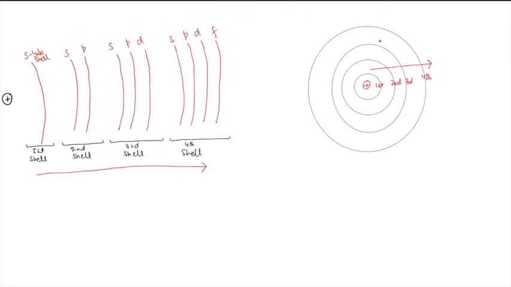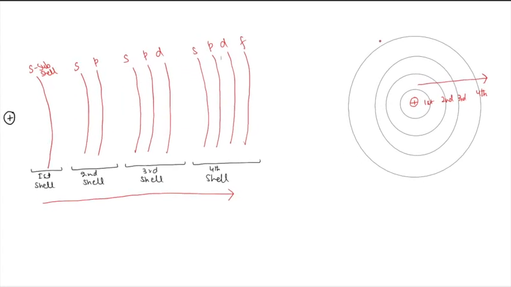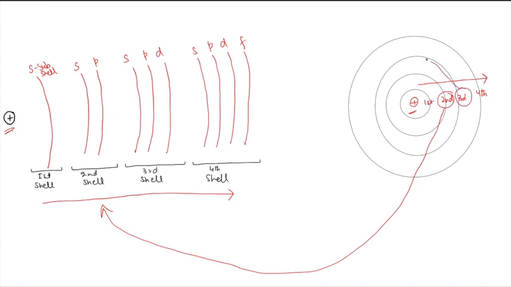If you look at these 2 diagrams, you will see that this is the nucleus, this is the first shell, and in the first shell you can see that only one S subshell is present. In the second shell, if you magnify the second shell, you will see this diagram after the magnification. There are 2 subshells, S and P. If you magnify the third shell, you will see this one. There are 3 subshells, S, P, D. And if you magnify the fourth shell, you will see this picture. There are 4 subshells present, S, P, D, F.